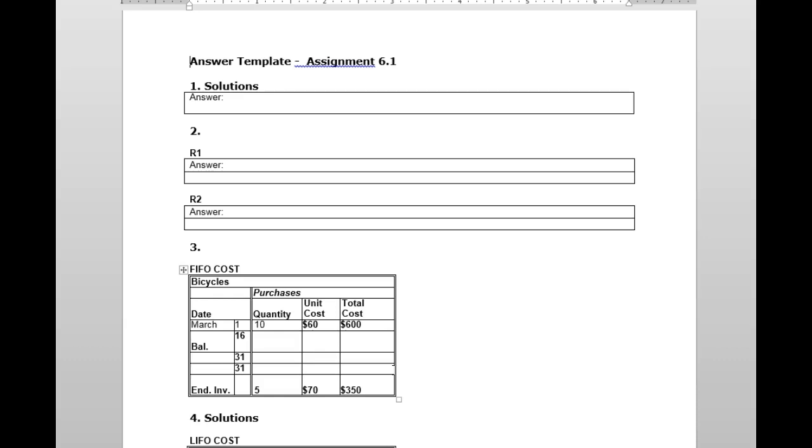Periodic is not as popular as it used to be, simply because it used to be a lot of work to keep track of the inventory on an ongoing basis, but now we have computers. So the majority of businesses are using a perpetual inventory system.